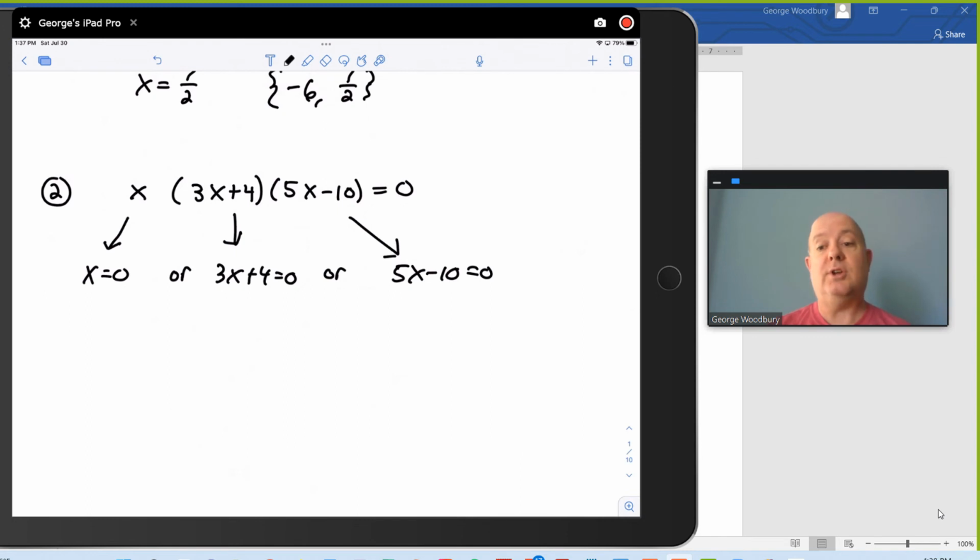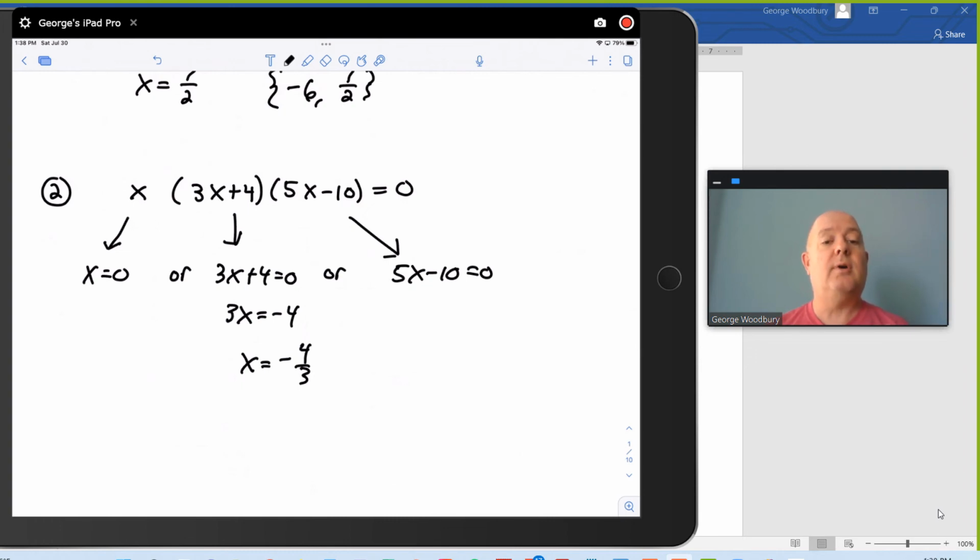Now we have three equations to solve. The first one's already done. We know x equals 0. That's the first solution. If you have a factor of x or x to some power, like x squared, x cubed, you're going to get x equals 0 from that factor every time. For the second equation, subtract 4 from both sides to get 3x equals negative 4. Divide both sides by 3, and you end up with x equals negative 4/3 for your second solution.